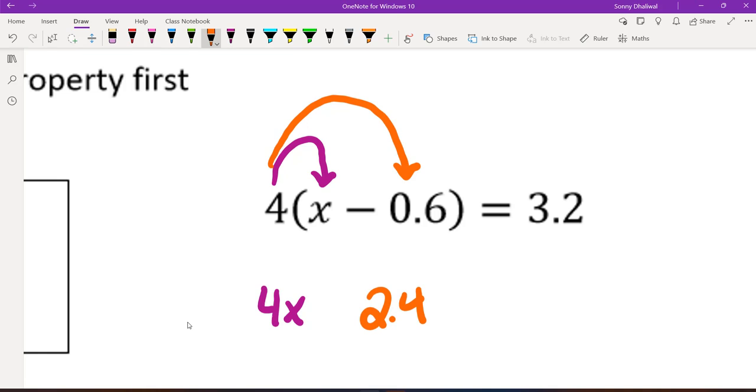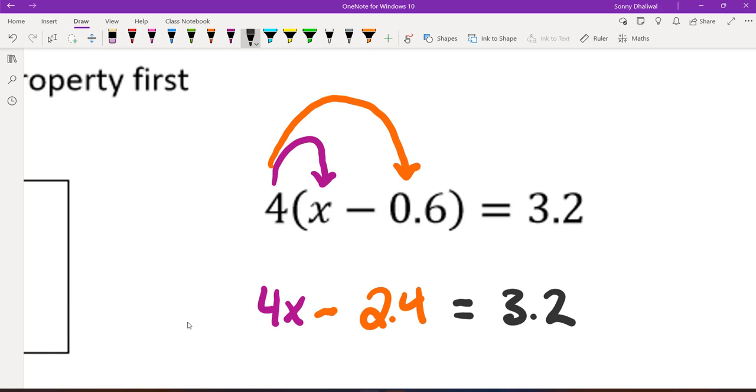There's something missing here, right? When we have terms, we need a sign between the terms. What sign should go between the 4x and the 2.4? Lachlan? Minus. Because we had a minus here. 4 times negative 0.6 is negative 2.4. All right? Now we have that equal sign and the 3.2.